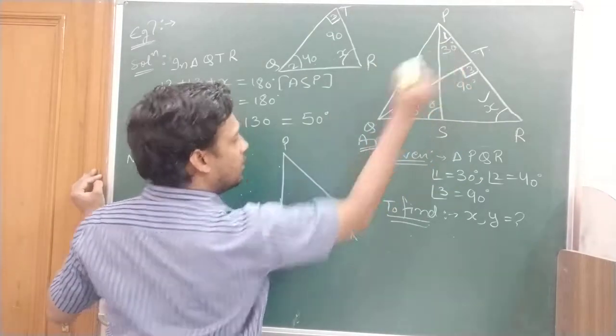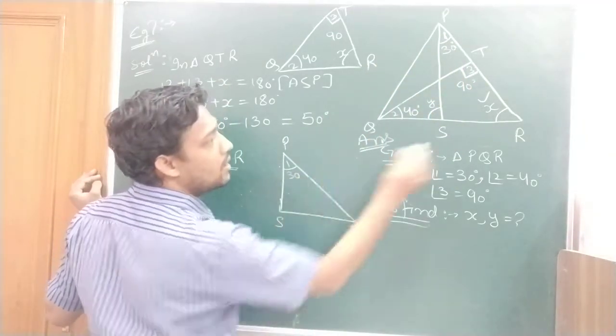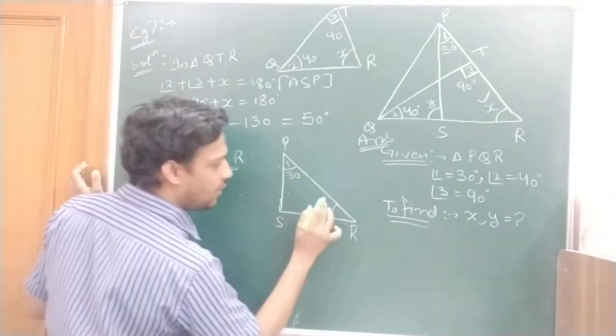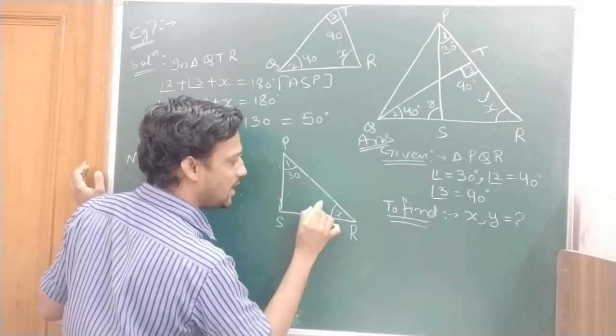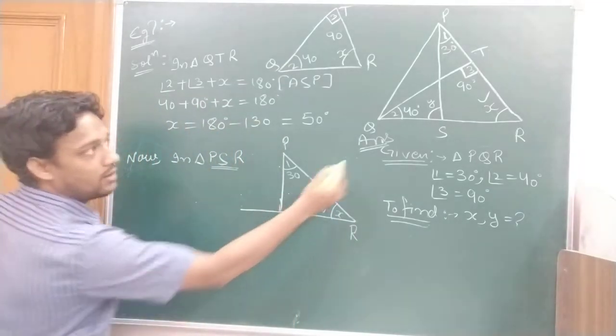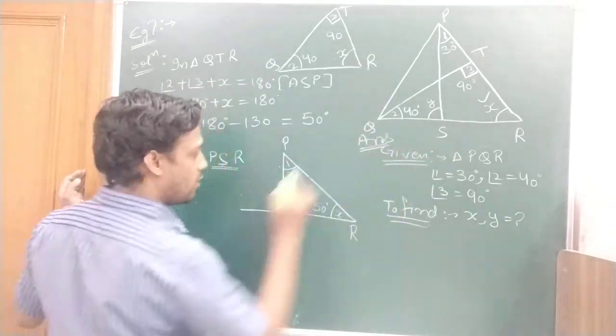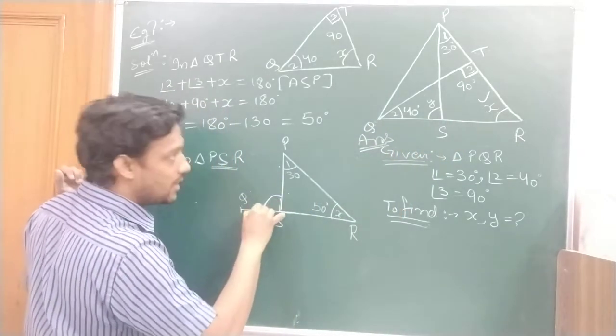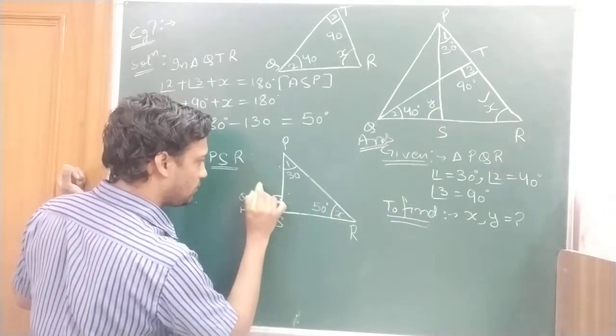What is angle P? Angle 1, that is 30 degree. What is angle X? We have already found X, the angle is 50 degree. So instead of X, put 50 degree inside. And extend this line. This line is extended to Q. Now this angle is Y.